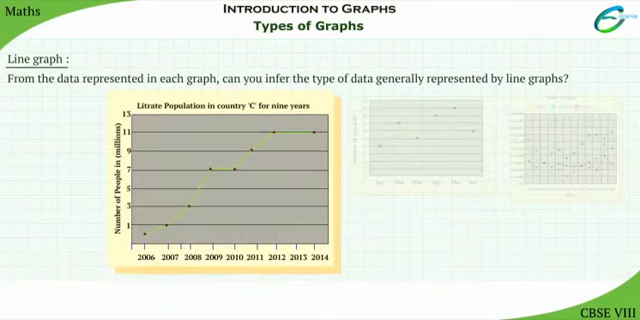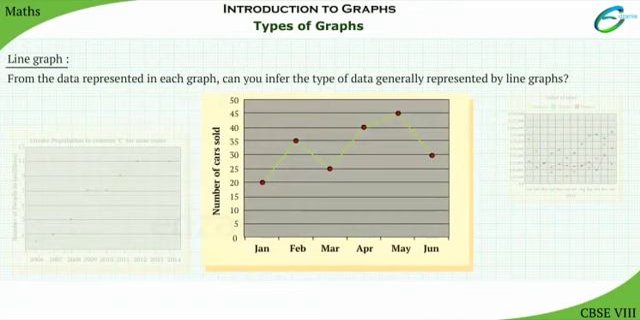The first graph shows the population of literates of country C from year 2006 to the year 2014. In this graph, the trend shows that there's a gradual increase in the number of literates in most of the years in comparison to the preceding years.